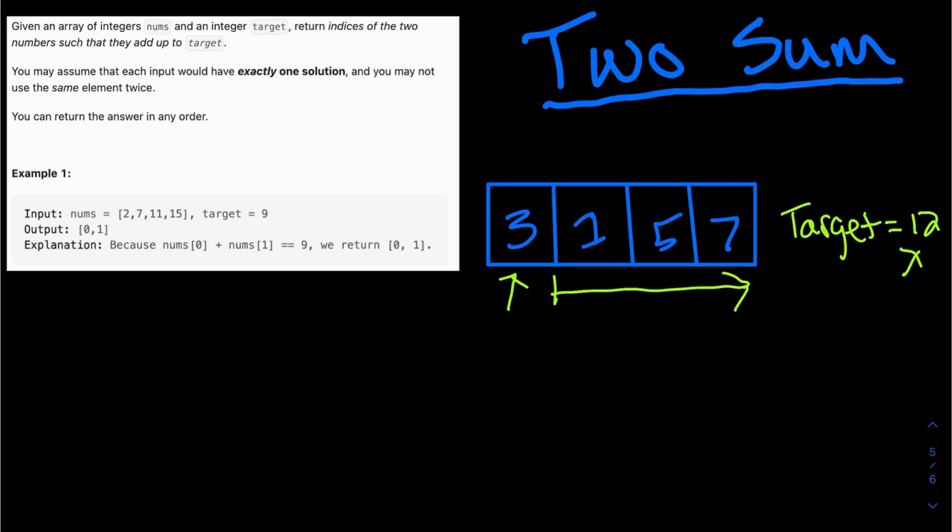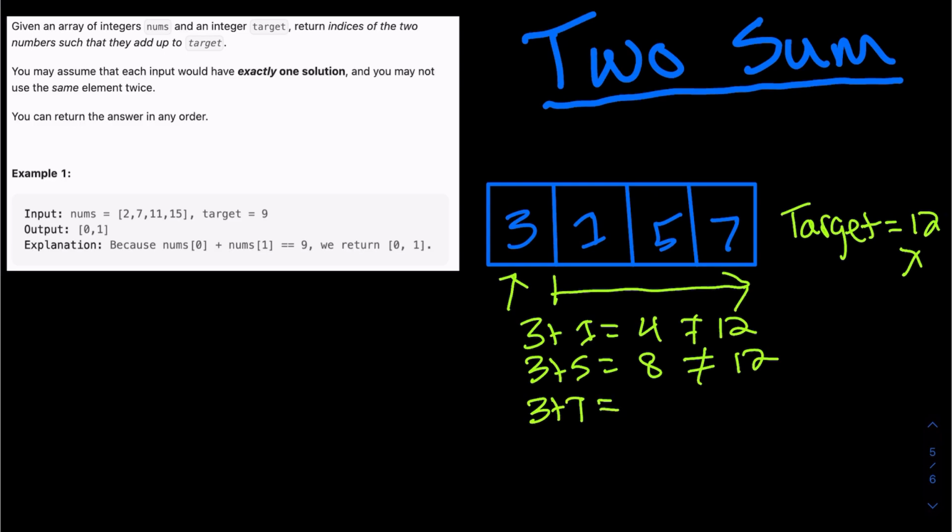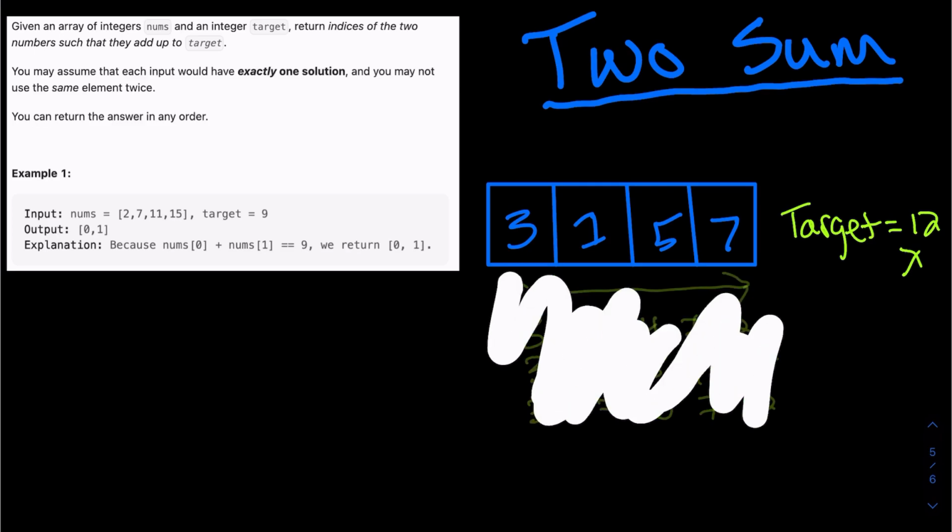We're at 3, and then we'll go to 1. We'll say 3 plus 1 equals 4, which does not equal 12. Then we'll move to 5, and we'll say 3 plus 5 equals 8, which does not equal 12. Then we'll move to 7, and we'll say 3 plus 7 equals 10, which does not equal 12. Now, since 3 did not add up with anything else in the array to equal 12, the target, we just increment our first index, and let me delete all of this.